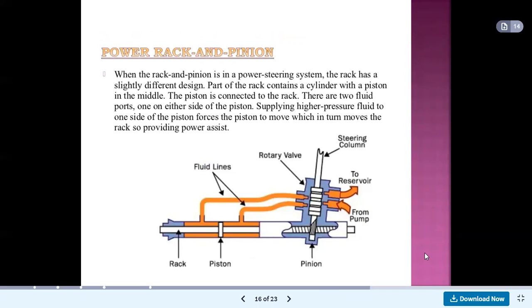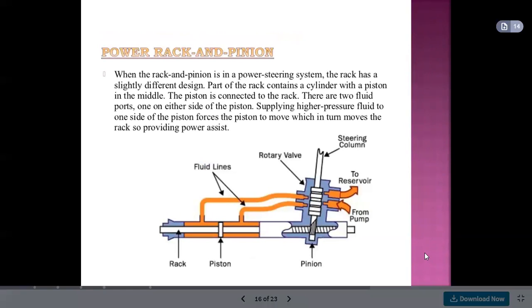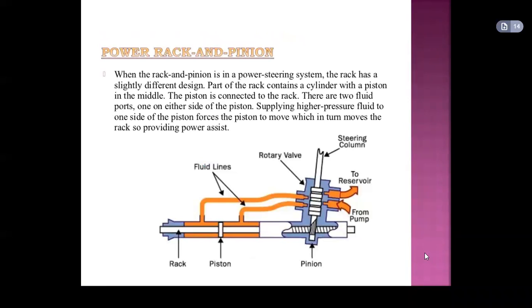Power rack and pinion. When the rack and pinion is in a power steering system, the rack has a slightly different design. Part of the rack contains a cylinder with a piston in the middle. The piston is connected to the rack. There are 2 fluid ports, one on either side of the piston. Supplying higher pressure fluid to one side of the piston forces the piston to move, which in turn moves the rack, so providing power assist.